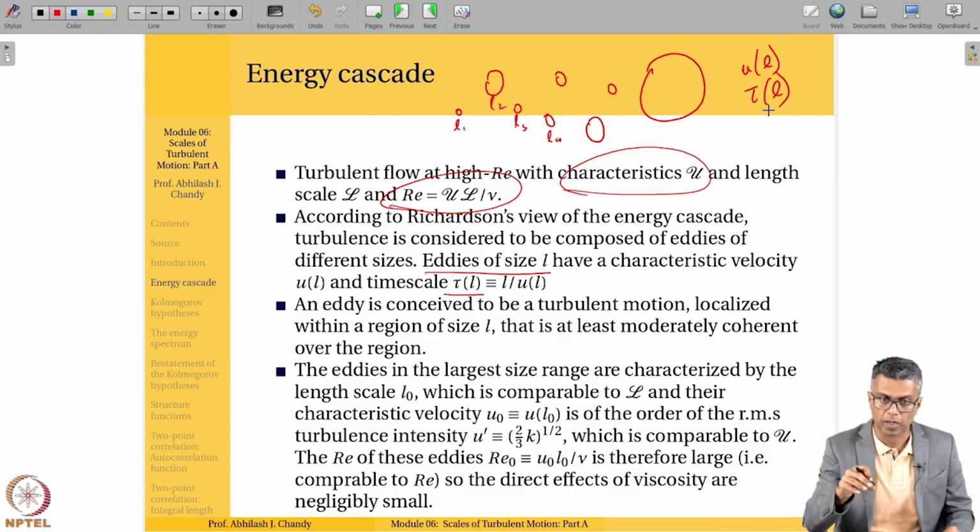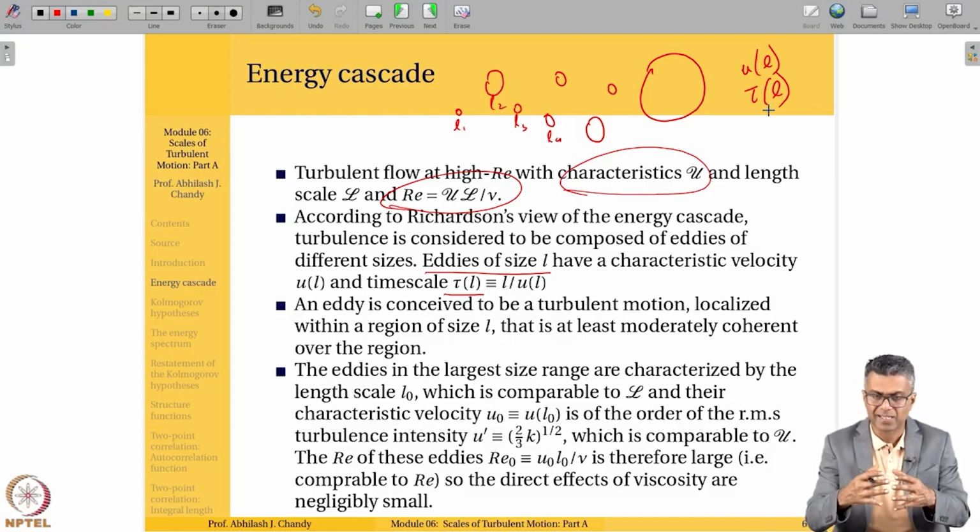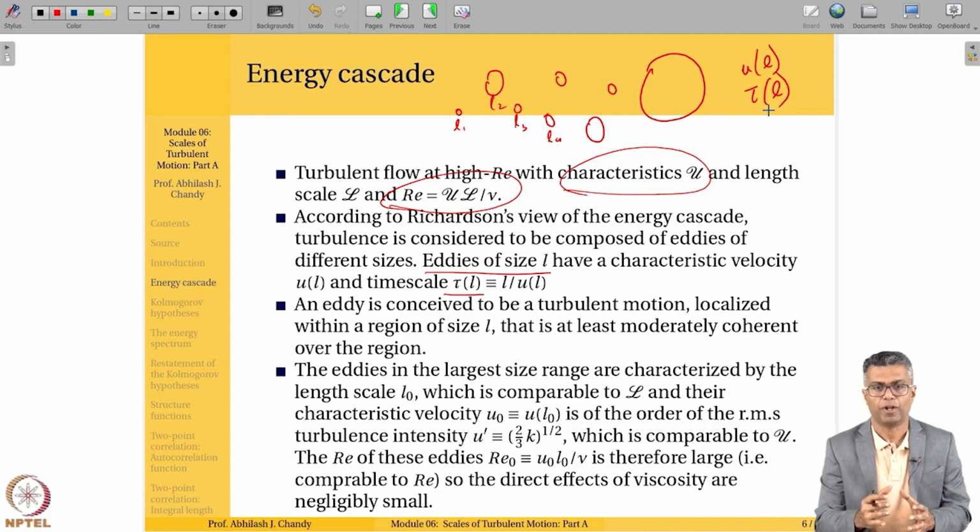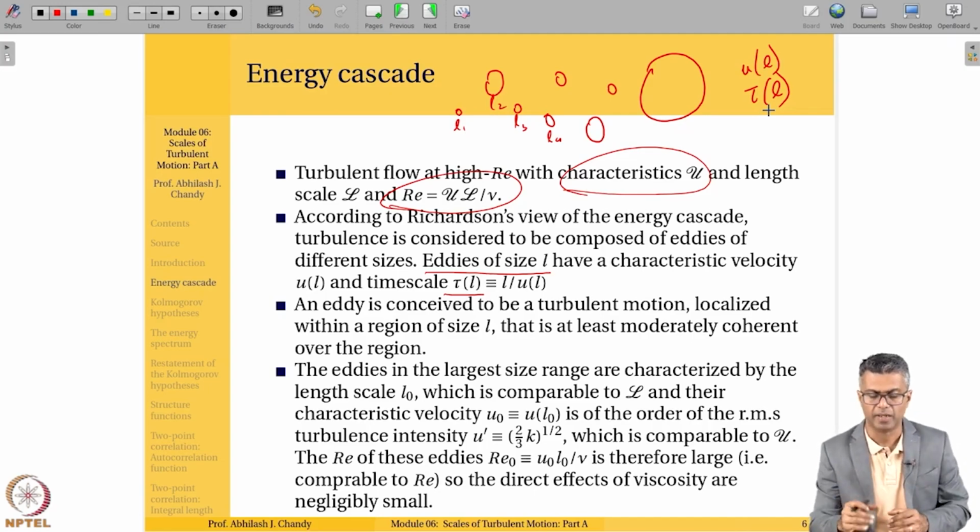Okay, so it is local, meaning restricted to a certain spatial location that is at least moderately coherent over the region, meaning it has a definite boundary. So we can say, okay, this is an eddy, like the way I've drawn it here. I've drawn a cartoon here, but the way I've drawn it, it has a definite boundary. So that is what we mean by it is coherent over the region. So that's the definition of the eddy.